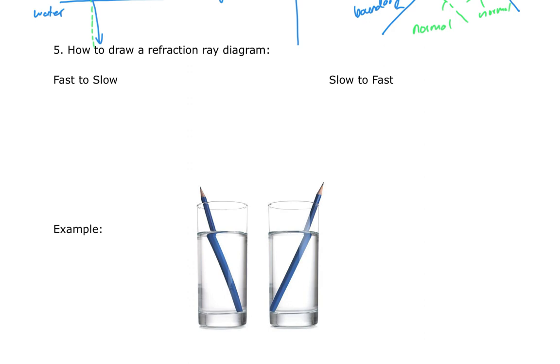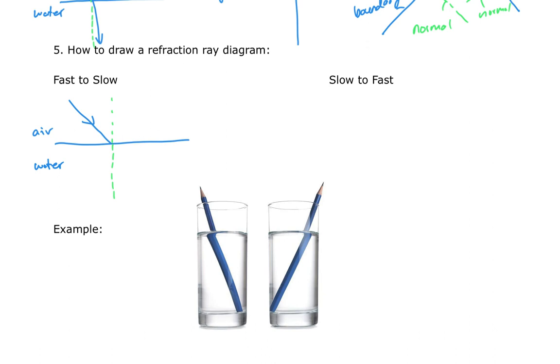And we're going to go ahead and draw a boundary. We'll just draw it horizontal, okay? And we're going to say that this is water down here and this is air up here. And we're going to have our incoming light ray. I'm just going to draw it like that with my arrow up there. So we know we'd have to draw a normal line.